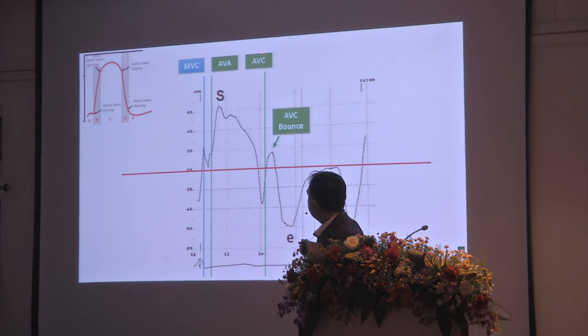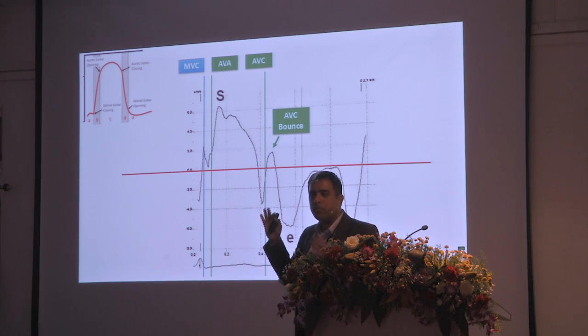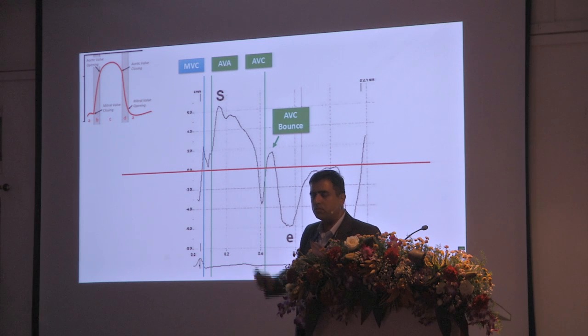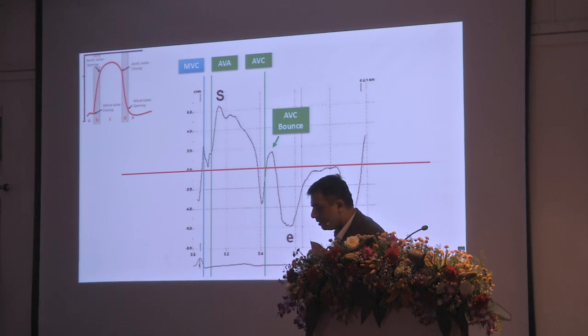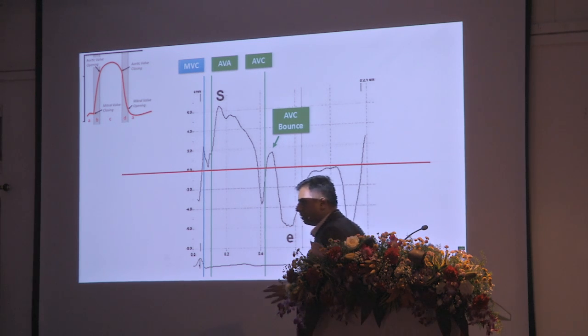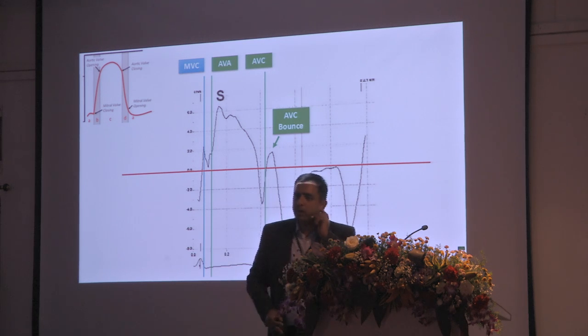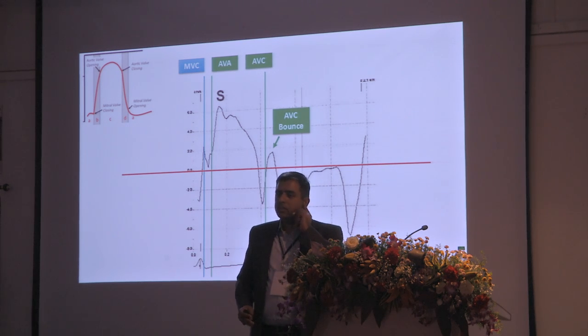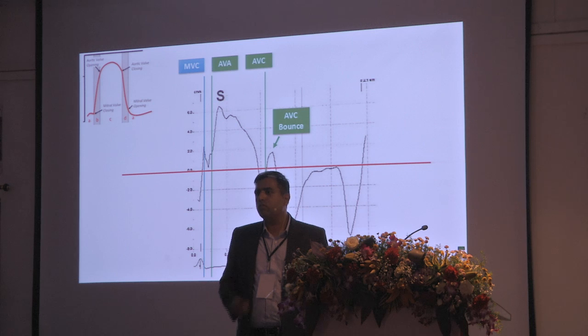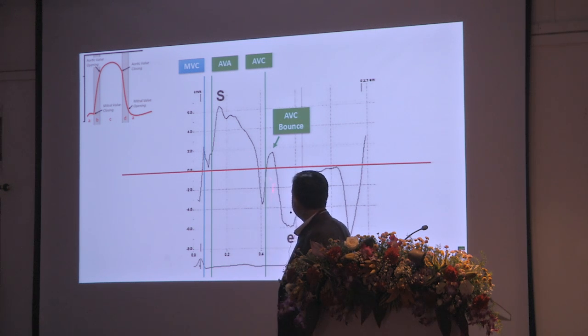So we have reached milestone number 3. We have pointed out where the aortic valve closes. And in tissue Doppler imaging or strain and strain rate imaging, this is the most important point. And this is the first point that we should actually look for, because this is the India-Pakistan border.